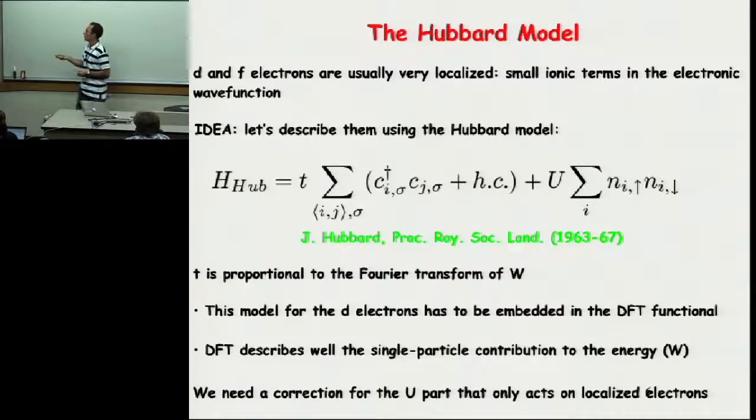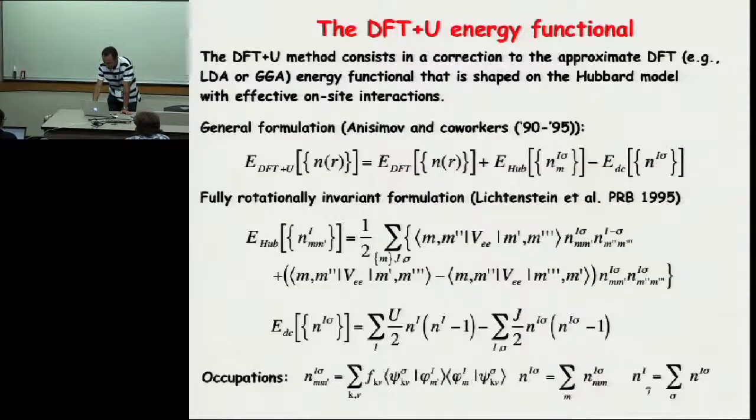Of course, we will need to use this part, while on this other part DFT does quite well, so we don't need to touch it. The idea is to add a functional that is modeled on the Hubbard functional and take out something that is already contained in DFT, to avoid a double counting problem.